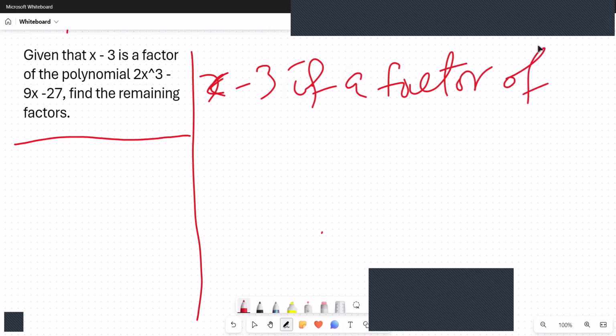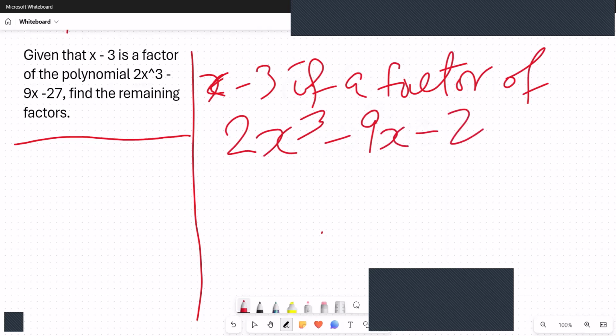of this polynomial is another third degree polynomial, 2x to the power 3 minus 9x minus 27. So the question says, if x minus 3 is a factor, find the other remaining factors. So there should be 2 more remaining.